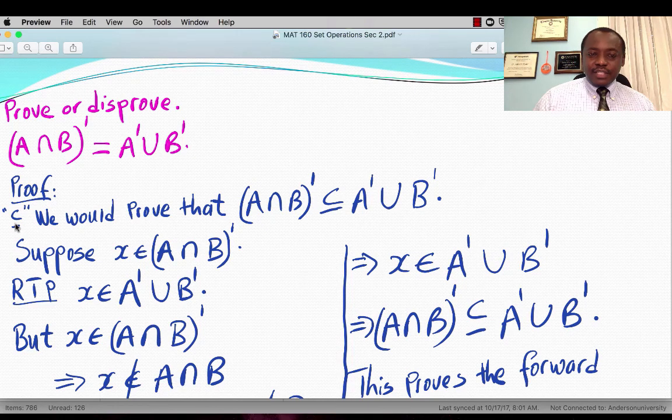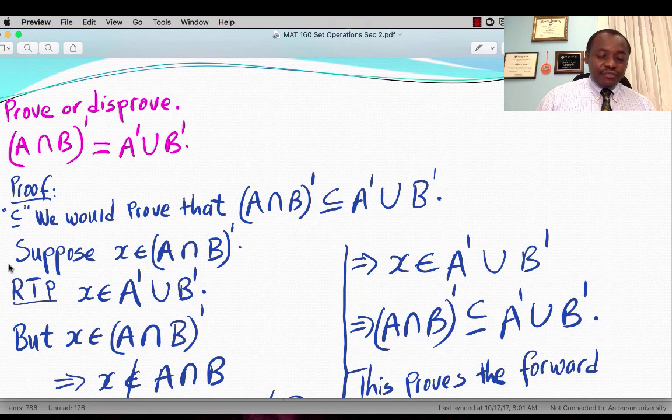So, proof. This is the forward inclusion. We would prove that (A intersection B)' is a subset of A' union B'. Then, of course, we're going to prove the reverse inclusion, which would be A' union B' is a subset of (A intersection B)'. Then we would conclude that equality holds. Remember, two sets are equal if and only if they are subsets of each other.